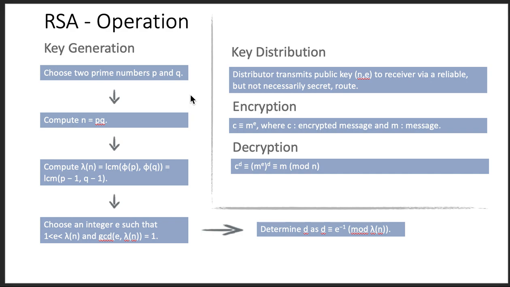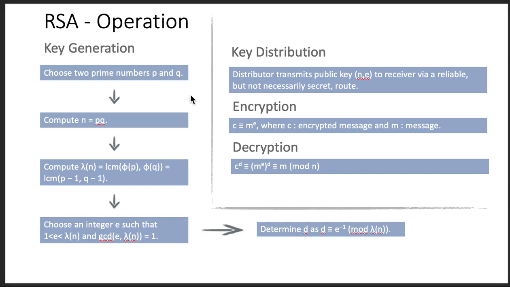We choose an integer e such that e is between 1 and lambda n, and the greatest common divisor of e and lambda n is 1, which means that e and lambda n are coprime. Then we determine d as the inverse of e under mod lambda n. So e times d mod lambda n is equal to 1.